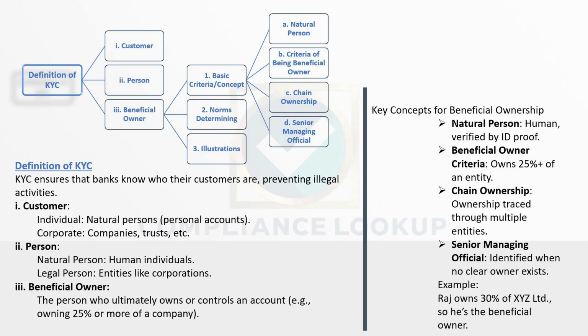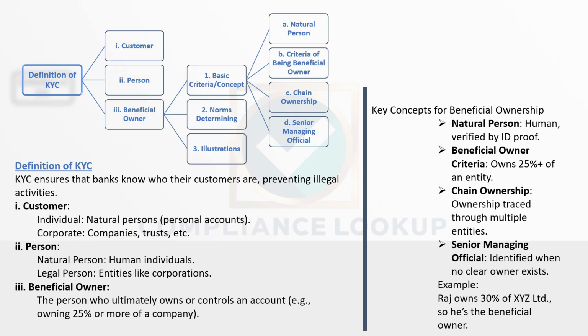D. Senior managing official. If no clear beneficial owner can be identified, such as in non-beneficial organizations or public companies, the institution must identify the senior managing official. This typically includes high-ranking officials like the CEO or CFO. Example: a non-beneficial organization does not have any shareholders, but its CEO, Amit, is the person in charge of the day-to-day operations. Under KYC, Amit will be identified as the senior managing official for the organization.